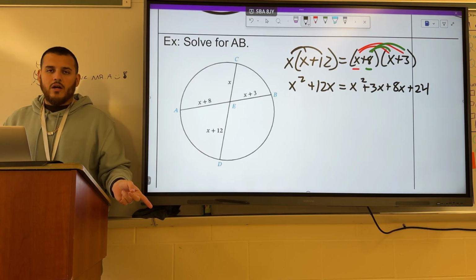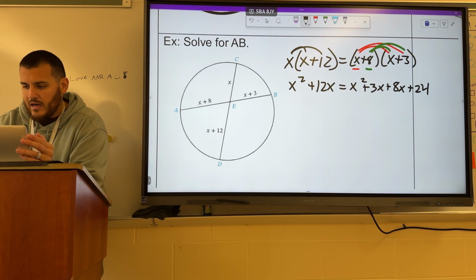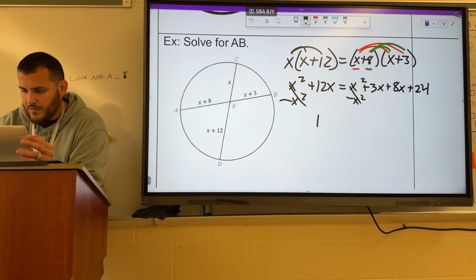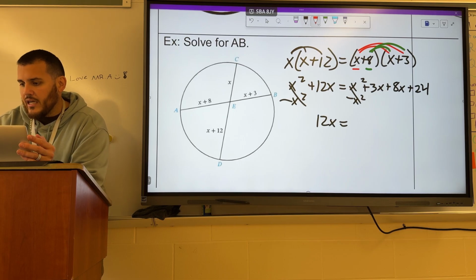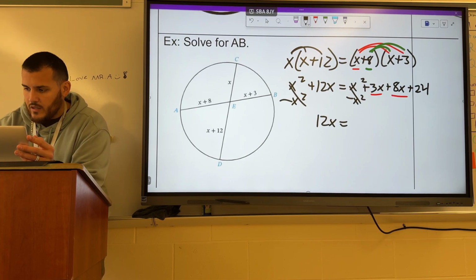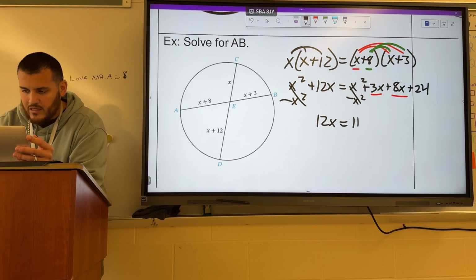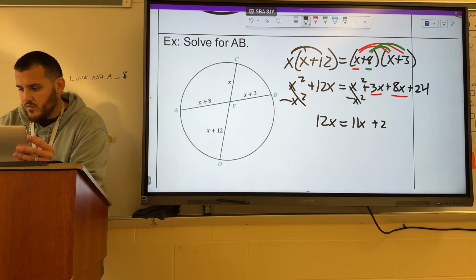Notice there is an X squared on both sides. Those will cancel each other out by subtracting X squared from both sides. Those cancel, leaves me with 12X on the left. I can go ahead and combine these over here as well. 3X plus 8X gives me 11X's, and then I still have the plus 24.